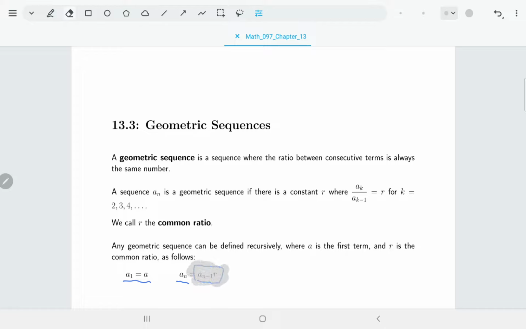So we're going to do the same sorts of things that we did in section 13.2. We're going to introduce the idea of a geometric sequence. We're eventually going to start coming up with formulas for geometric sequences, just like we did for the arithmetic ones as well.